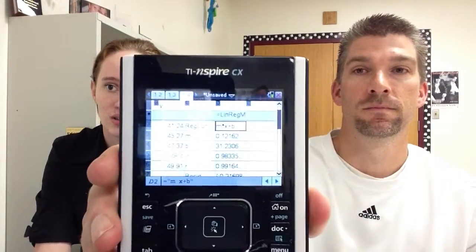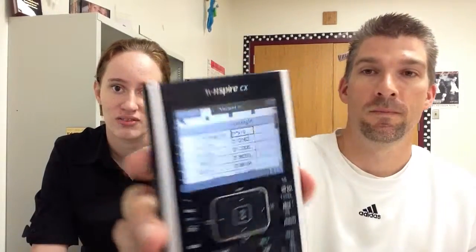So when we're typing in our calculator, we can find the linear regression model for the data. And you'll check it out right now, and you'll see that the linear regression tells us that the equation is y equals 0.122 times x plus 31.2306. It also tells you your R value, and if you look, your R value is like 0.98, 0.99. So that's how strong this is, very strong.